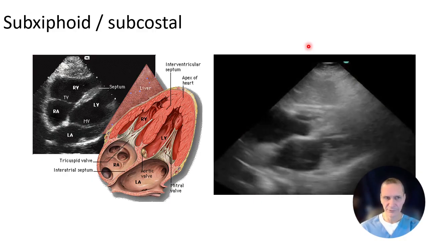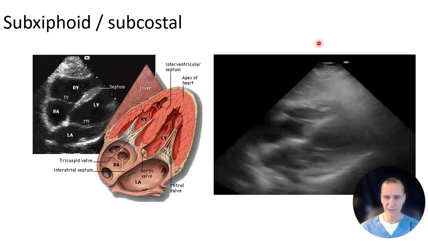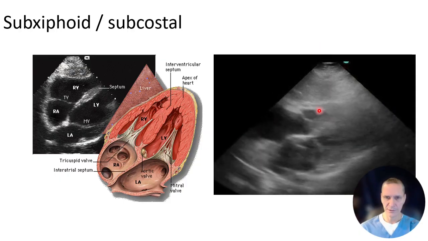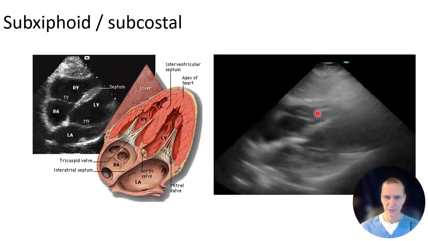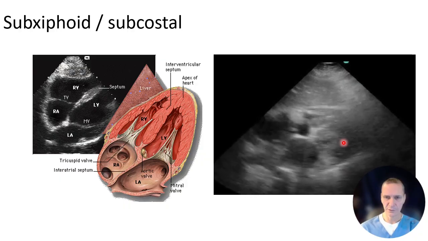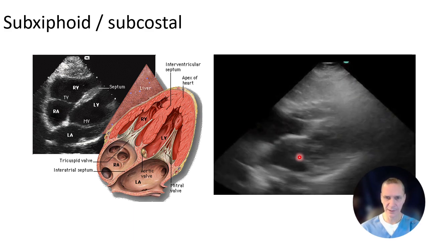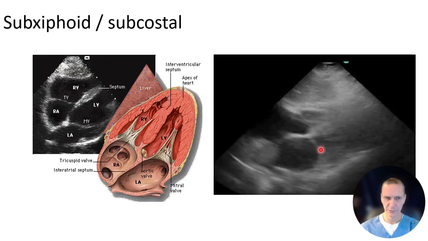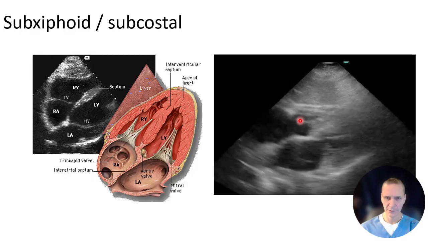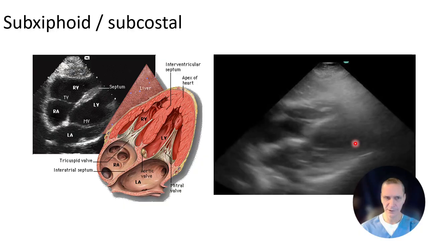This is how the subxiphoid or subcostal view will look. Again, think about what side of the heart is closest to the probe. Here is the RV, the right atria, the left ventricle, the left atria. Worry about valves later, but this is the mitral valve. This is the tricuspid valve. RA, RV, LA, LV.